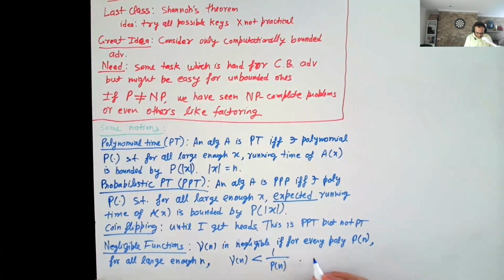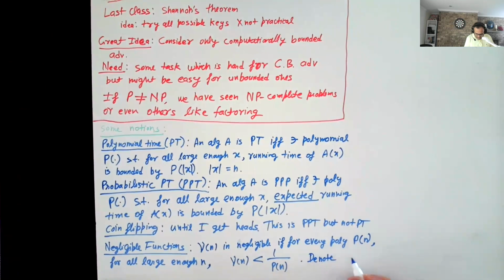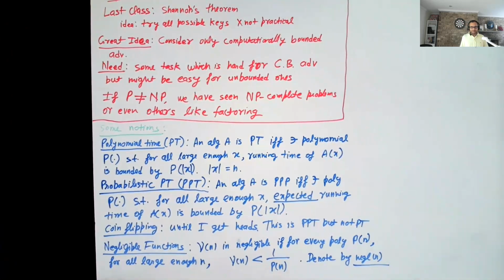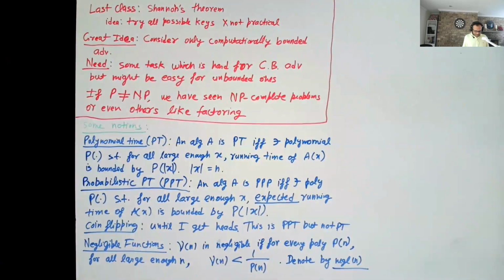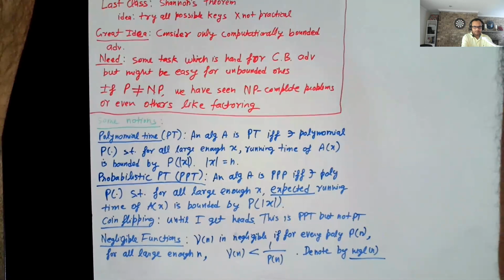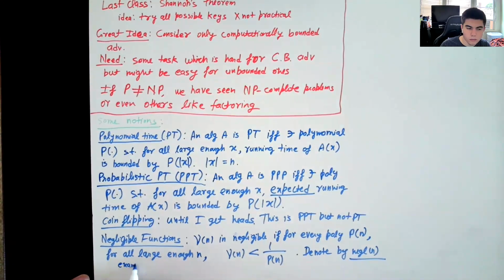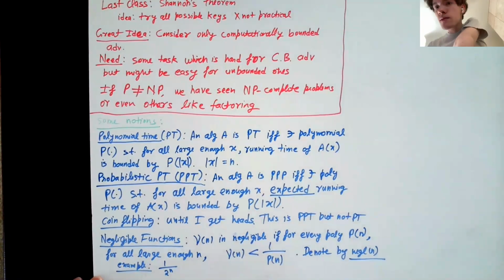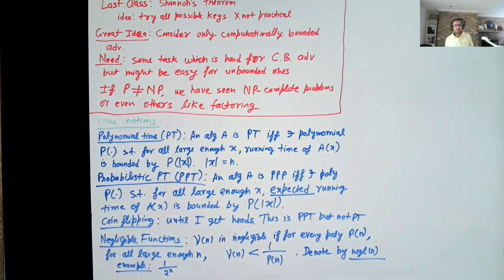Okay, and we denote these by negl of n. As an example, what is an example of a negligible function? A very simple example is 1 by 2 to the power n. Because you can pick any polynomial. For large enough n, 1 by 2 to the power n will be smaller than 1 by poly. And typically, we would like the success probability of the adversary to be negligible.